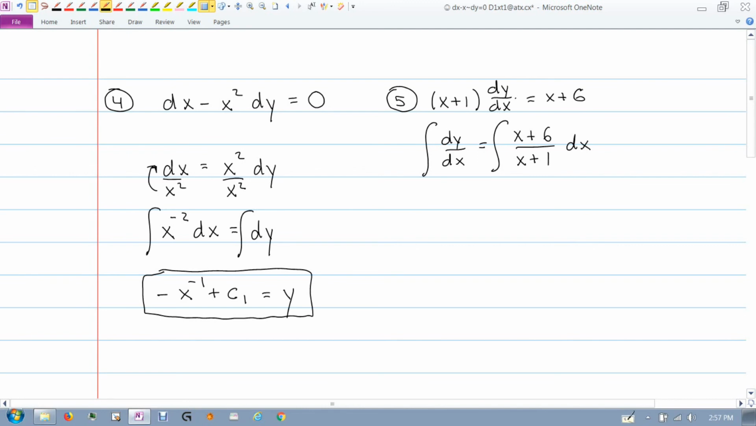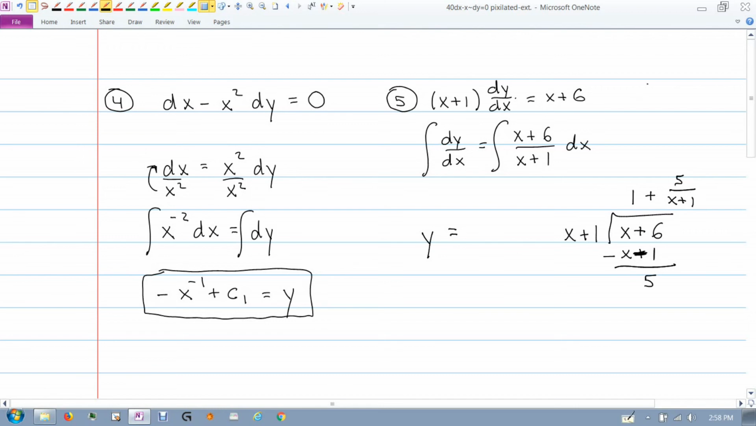Okay, so now integrating the left side is fine, we get y. On the right though, we'd figure out how we're going to do that. So here's what I'd recommend. Just do a real quick little long division. So x goes into x one time, so we get 1 here, gives us x plus 1. We subtract, which changes the signs, and we should get a 5 here. So we're going to have plus a remainder of 5 over x plus 1.